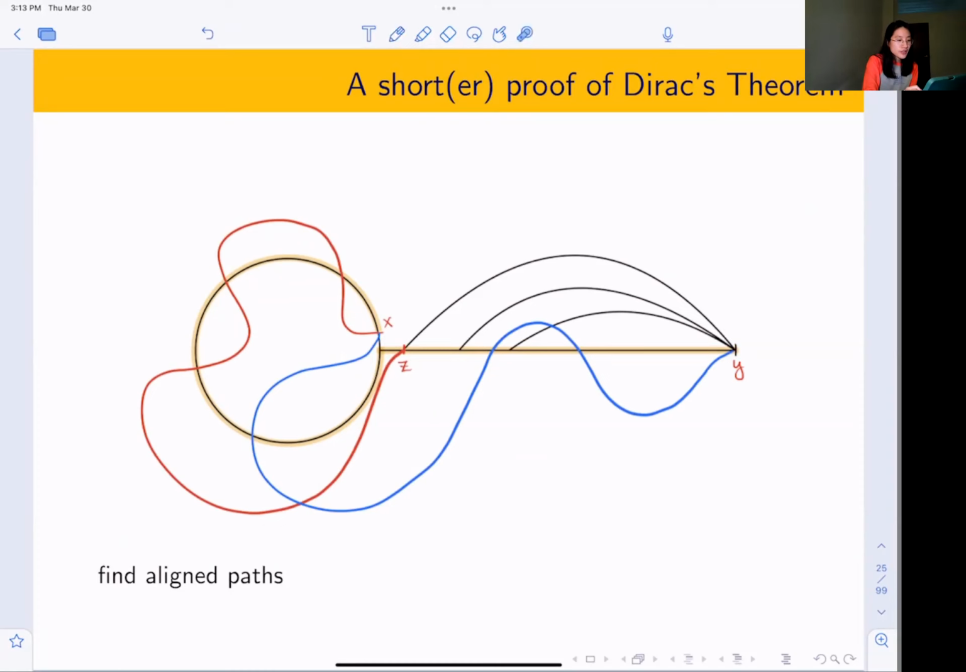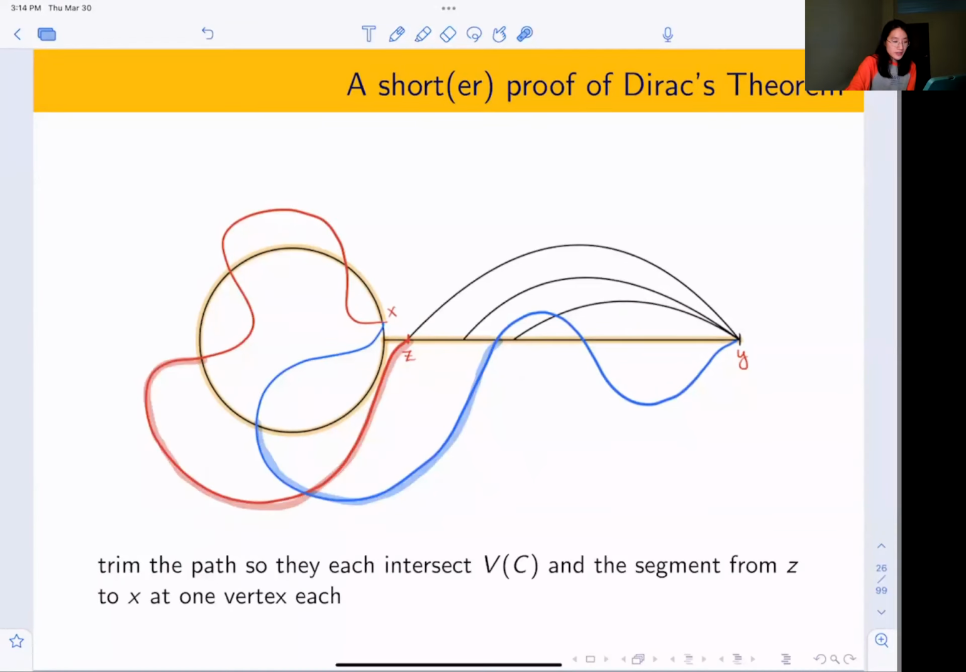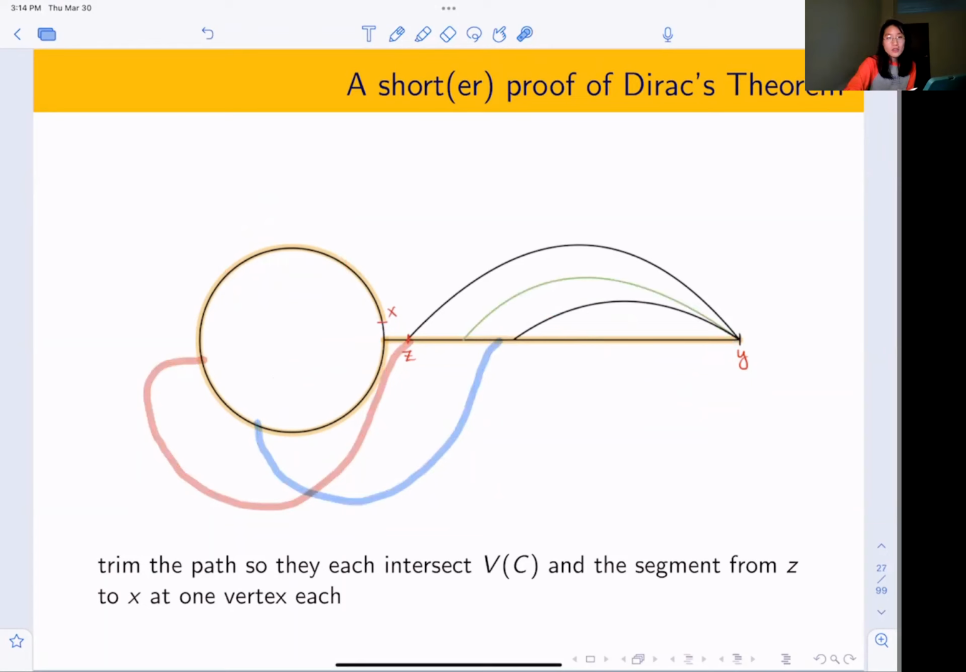And in particular, for this path going from X to Z, because it's aligned, when we hit Z, we have not visited any of the vertices on this side of the path. So that's going to be very useful for us. We're going to trim these paths so that they each intersect the cycle at one vertex. And then the blue path is going to intersect the segment from Z to Y in one vertex as well. So we get something like this. And now these are genuinely disjoint paths.